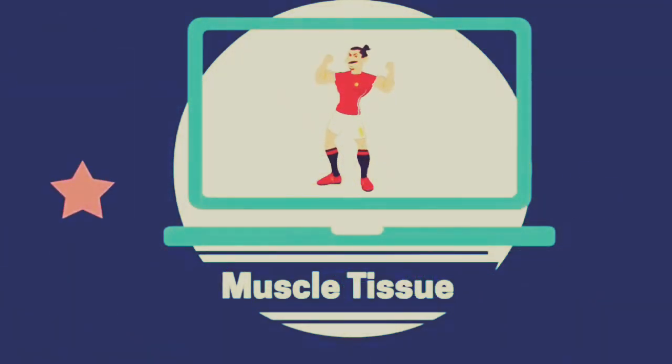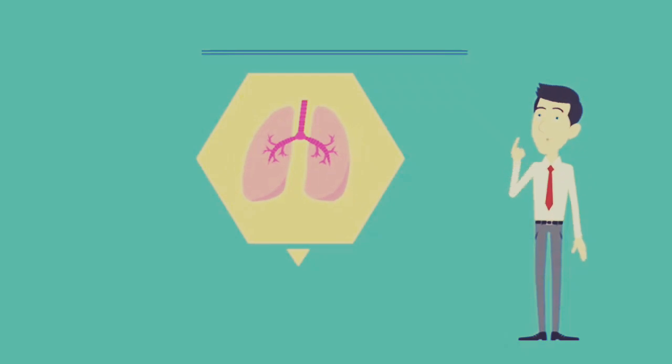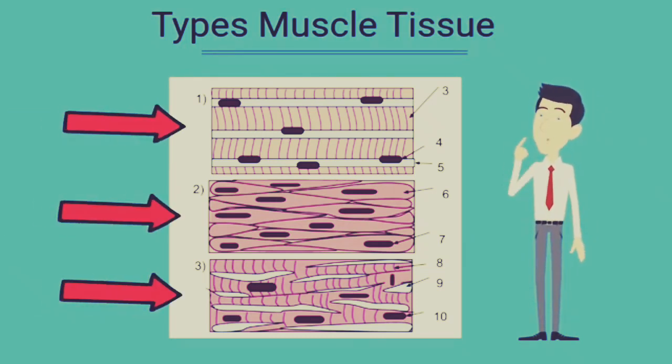Muscle tissues are responsible for movement inside and outside of the body. In addition, they help with your body posture, and also they produce heat. Muscle tissue has the ability to contract and get shorter and then relax and return to their original size. There are three main types of muscle tissues: smooth muscle, cardiac, and skeletal.